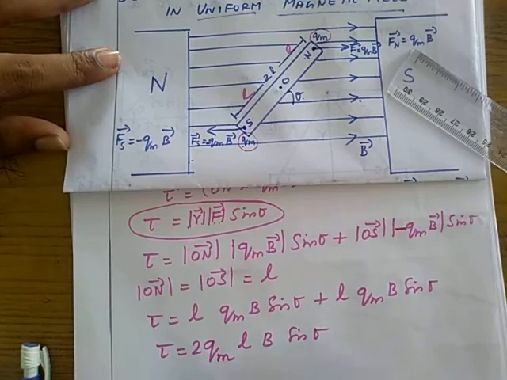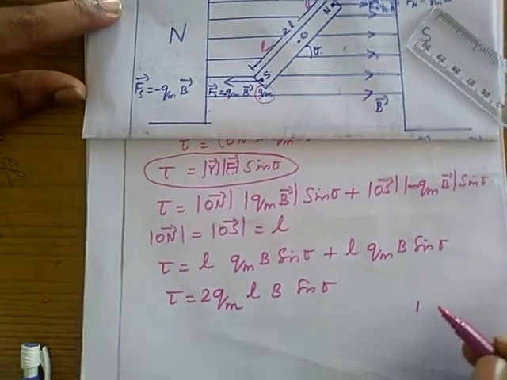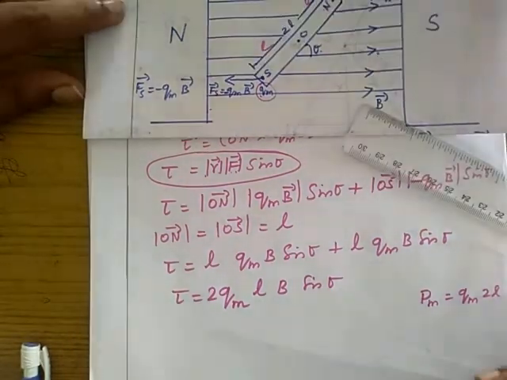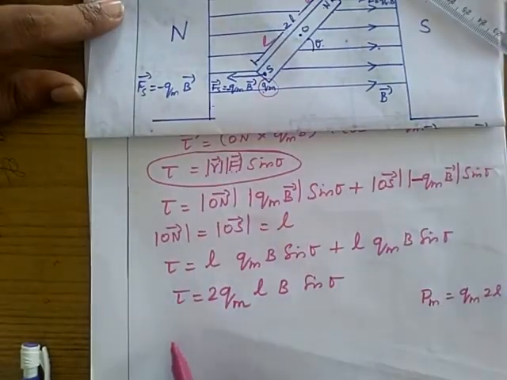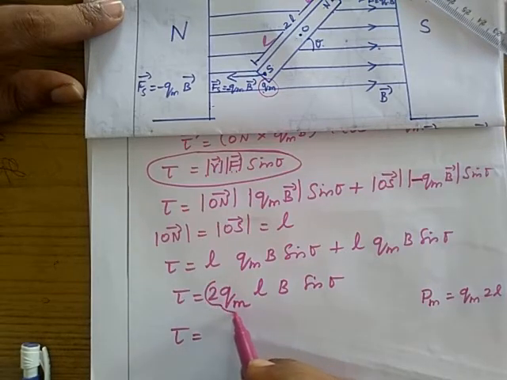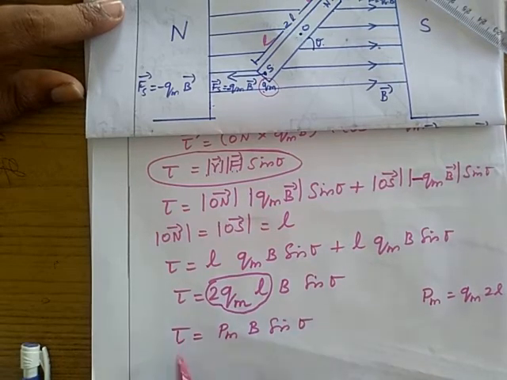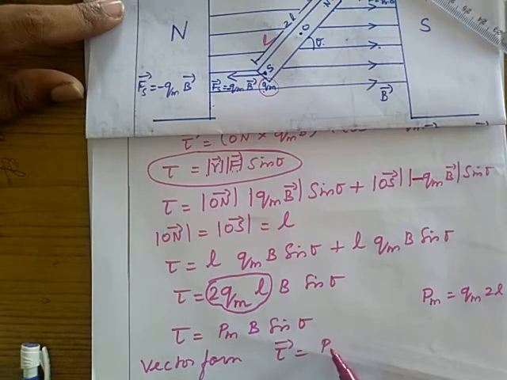Here we can write, we know very well, dipole moment Pm is equal to Qm 2L. Then we can write torque tau is equal to, this part becomes Pm, B sin theta. Then we can write in vector form, that is tau vector is equal to Pm vector cross B vector.